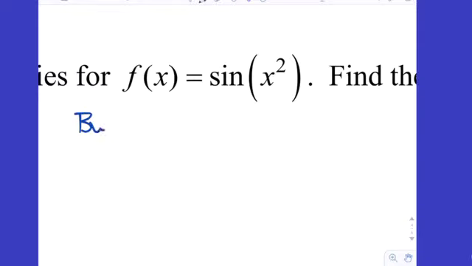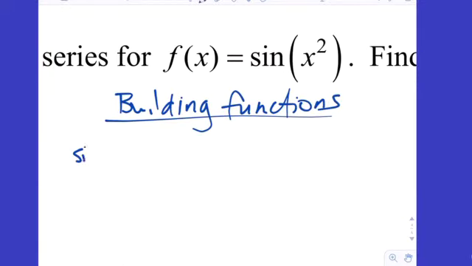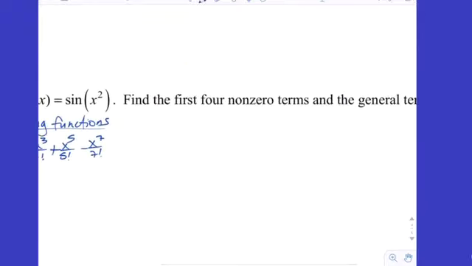So this is what I call building the functions. Building the functions. So let's go ahead and say that sine of x, first of all, would be x minus x cubed over 3 factorial plus x to the 5th over 5 factorial minus x to the 7th over 7 factorial. Does it say to find the general term?